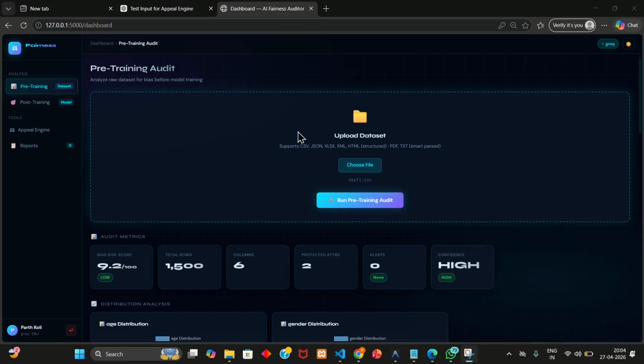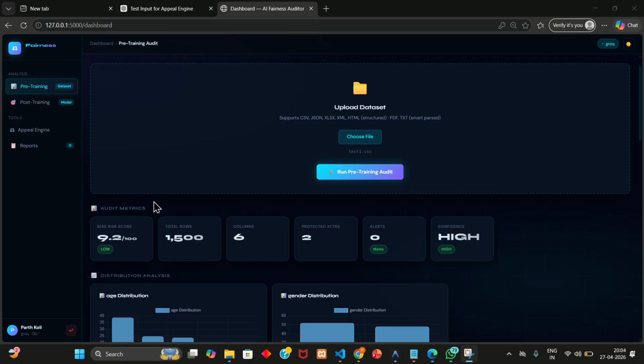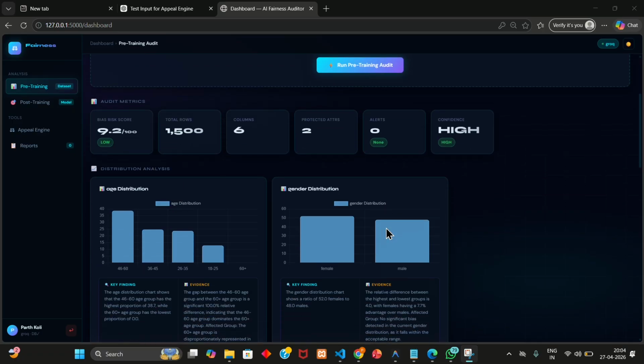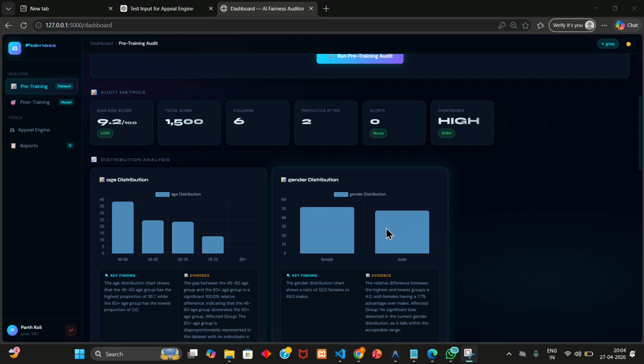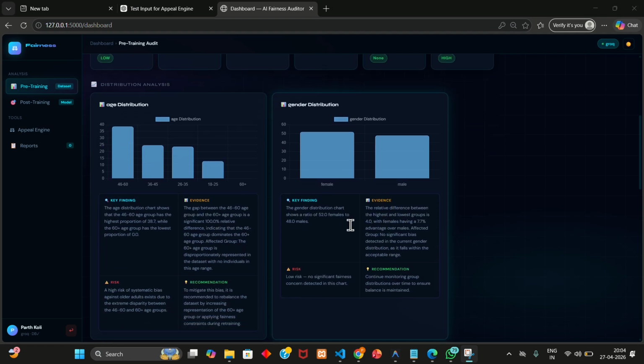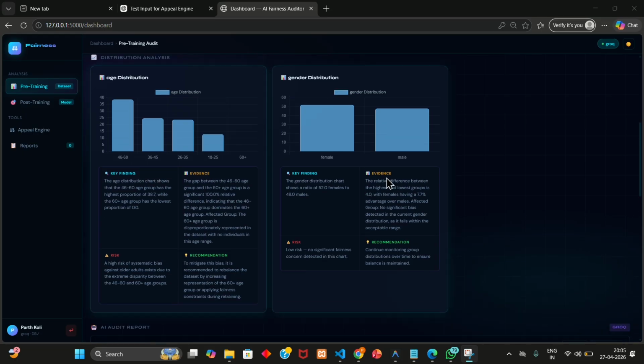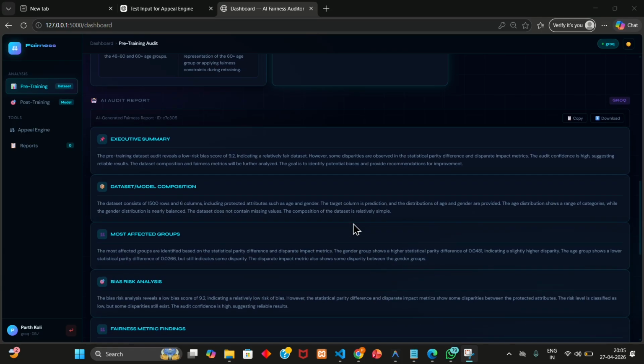So in this, it will take the metrics of the dataset and display it here in the form of a graph. Here we are using Chart.js and we are using Grok to explain the chart, like key findings, evidence, recommendation, and risk, if any. Since there is no such risk, it displays that no risk is present in the chart.